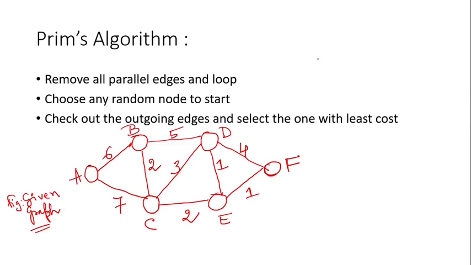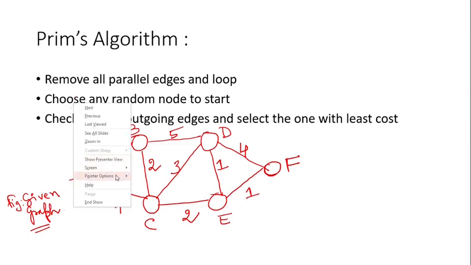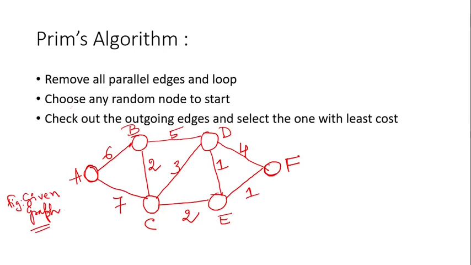Once you start, let's start from A. You can start from any vertex, it doesn't matter. It's a random thing you can choose. So let's start from A. If you start from A, let me make it black. So you are starting from A.